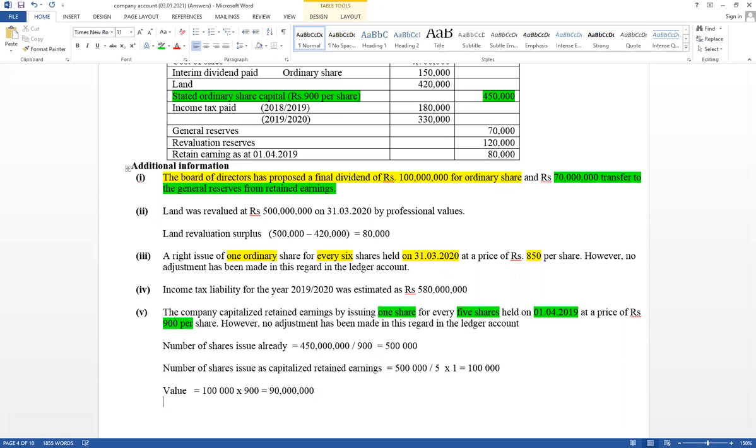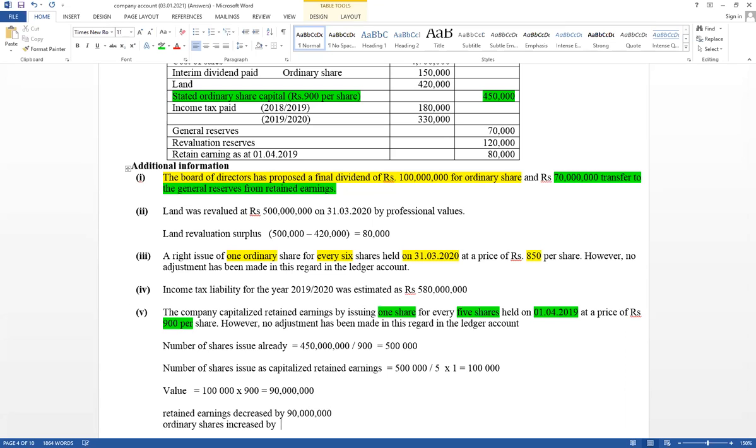Now think about the net impacts. Which element changes? Ordinary share increases and retained earning decreases. Retained earning decreases by reserves capitalization. Retained earning decreases by 90 million, as well as ordinary shares increase by the same amount.